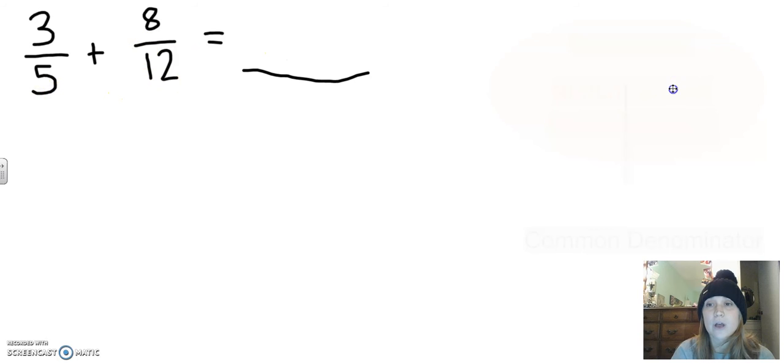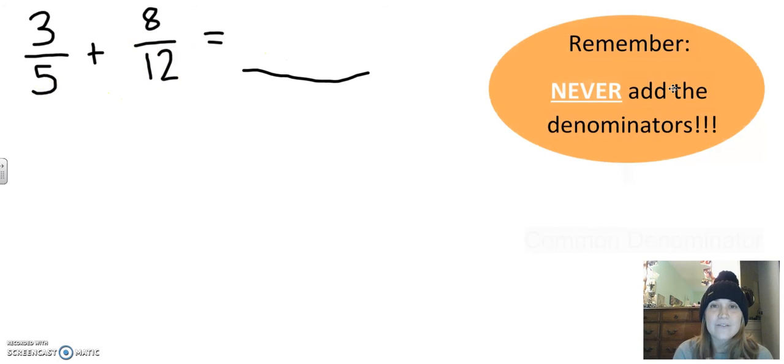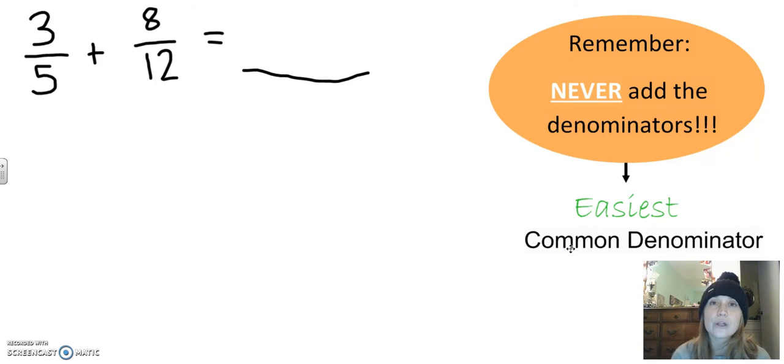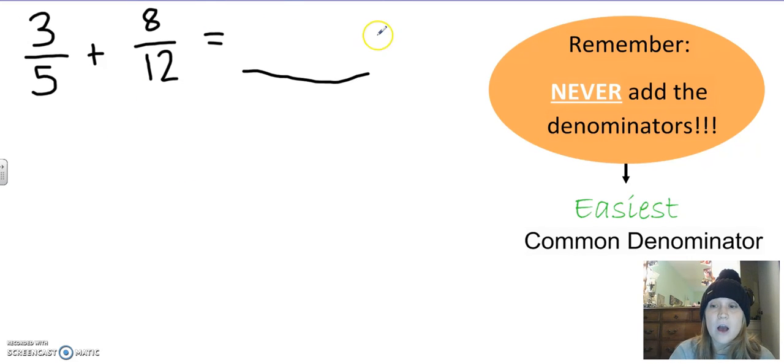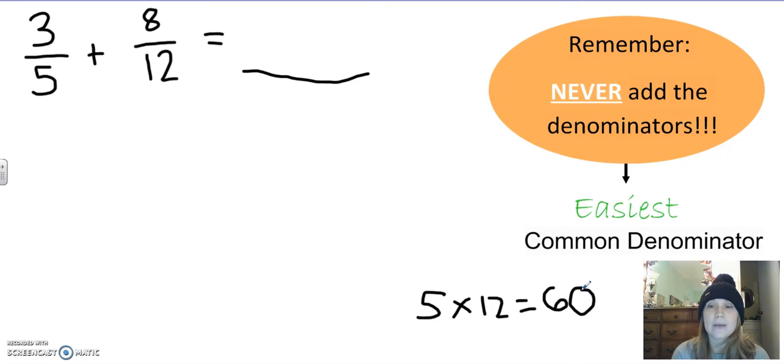Again, we're looking first at those denominators. I see that the denominators are not the same, and I can never add denominators, but I can add fractions until I find that common denominator. And again, we're going to look for the easiest common denominator. The way that we find the easiest common denominator is just to take our two denominators and multiply them. So we're going to do 5 times 12, and that equals 60. We know that because it's just a simple math fact. So my new denominator is going to be 60. It's my easiest common denominator.